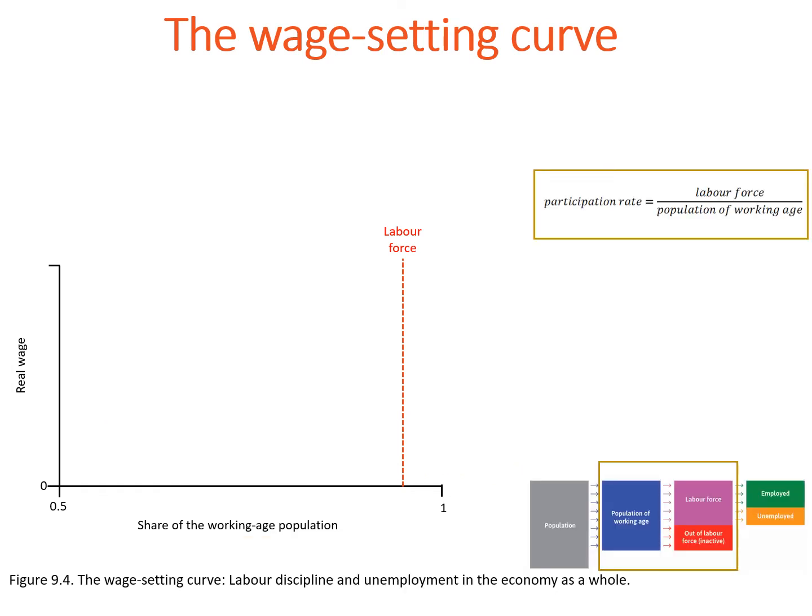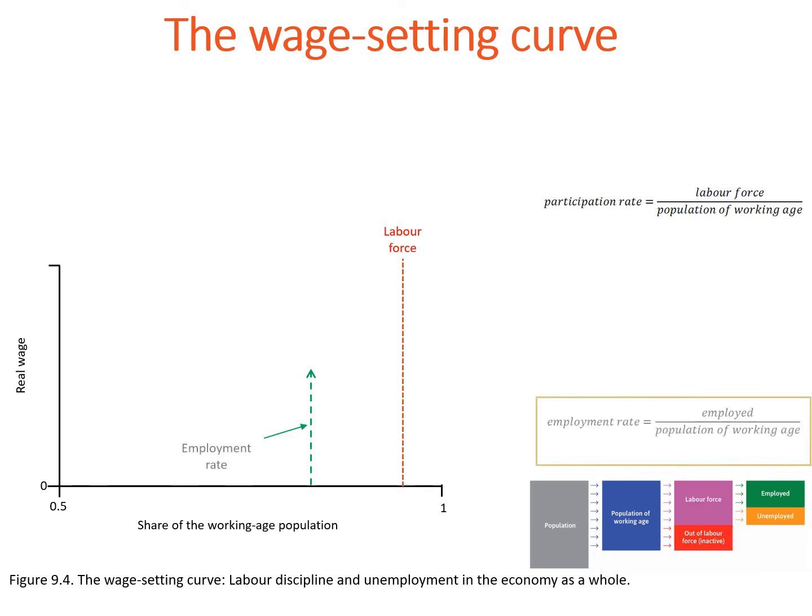The labor force is the vertical line furthest to the right. It is expected to have a value less than 1, as usually some people are inactive. How far from 1 it will be depends on the participation rate. Inactive workers are those to the right of the labor force line.